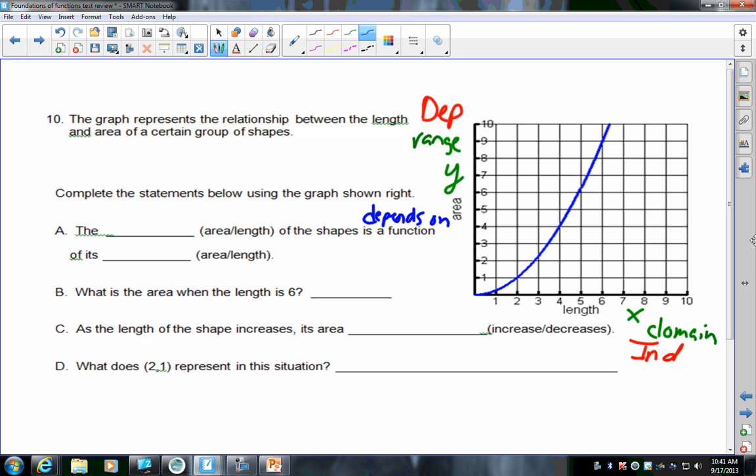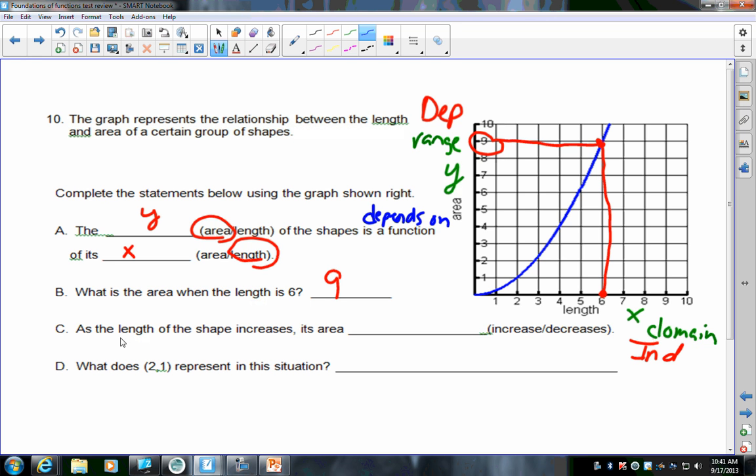So right here, we should say that the area, the Y, depends on the X, which is the length. What is the area when the length is 6? Well, you're going to come over here to where the length is 6, and I'm going to go up to my graph, and I'm going to go over. It's going to be 9.